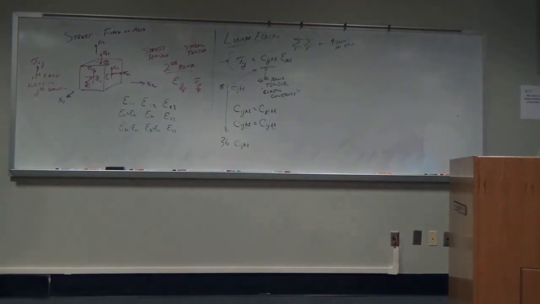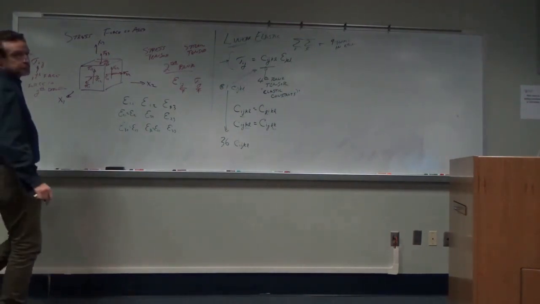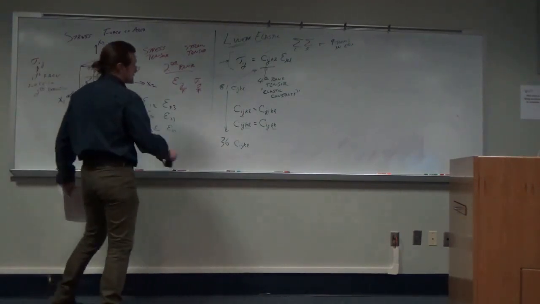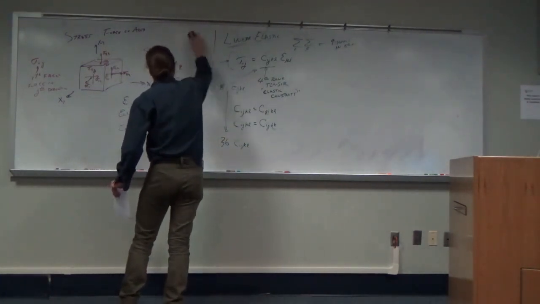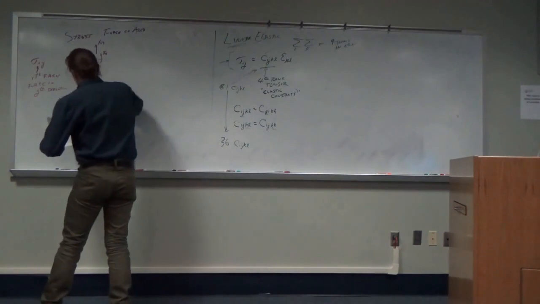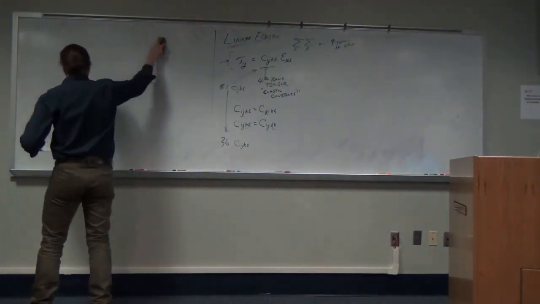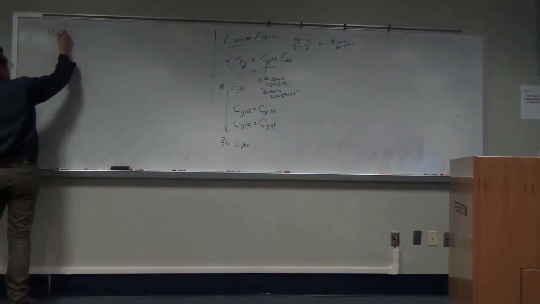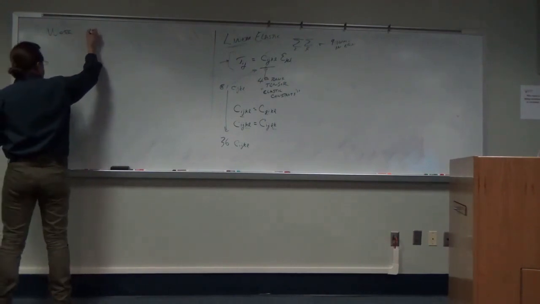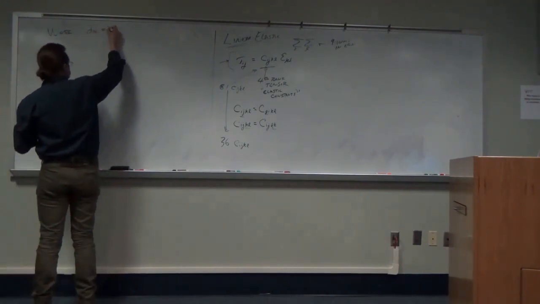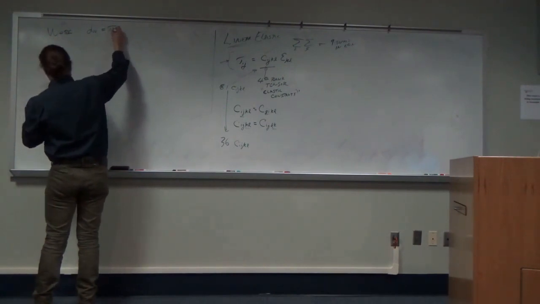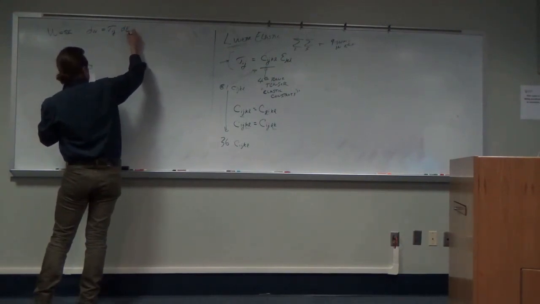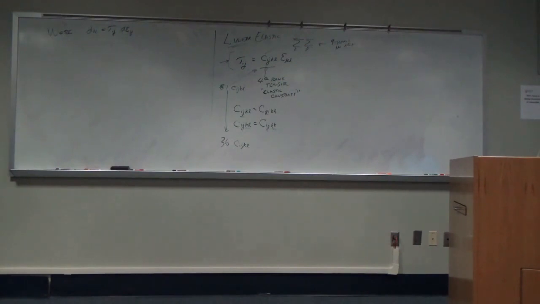We want to keep reducing that, though. And to do that, we're going to look at the work to deform a material. So the thermodynamic definition of work is dW equals sigma_ij d epsilon_ij. So you take and integrate this.